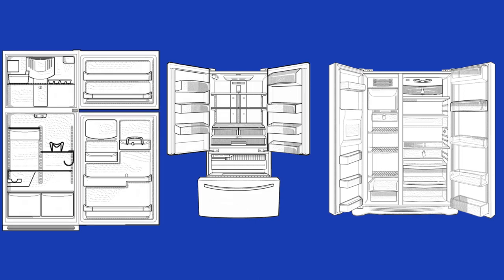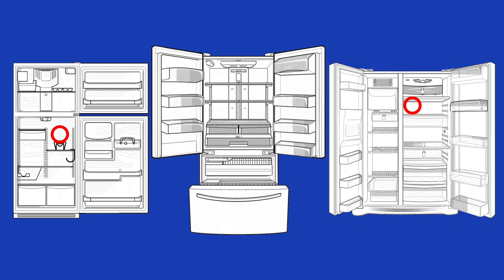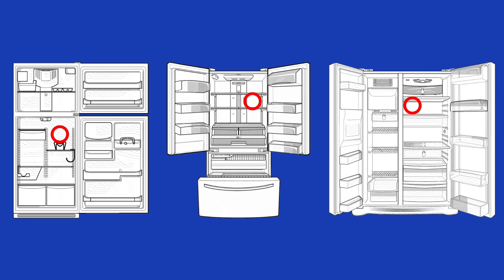For a top freezer refrigerator, place the air filter near the air damper or return vent at the top of the back wall. In side-by-side refrigerators, put it either near the air supply from the freezer at the top of the side wall or on the ceiling of the refrigerator. In a bottom freezer refrigerator, put the air filter on the back wall near one of the air supply vents.